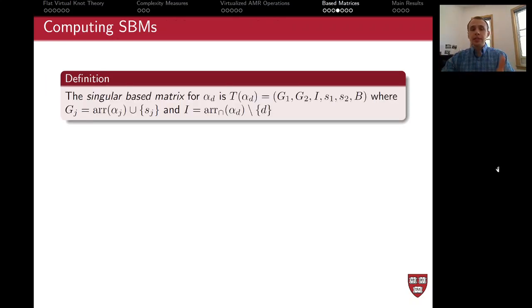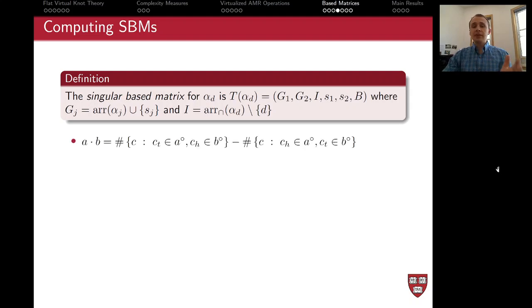So to be very clear, the singular based matrix, the SBM, for a singular flat virtual link with two components is going to be a sextuple of data, where the first three sets are really capturing the basis of your homology. Then S1 and S2 are your representatives of your different curves. And then B is your homological intersection form. And we get this basis by looking at the arrows in the chord diagram. To make the count work out, there's one that we have to exclude, which naturally should be D, because it's a little ambiguous how the cycle for it should be defined, and it wouldn't be linearly independent with S1 and S2 regardless.